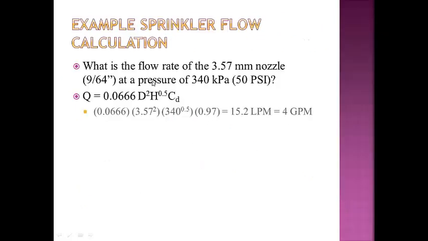So here's an example. What is the flow rate of a 3.57 millimeter nozzle? That's a 9/64 inch diameter nozzle. Those are very common. At a pressure of 50 psi, which is a normal pressure that they operate at, and that's the same as 340 kPa. So Q would equal 0.066 times 3.57, the diameter squared, times the pressure to the square root, times 0.97, which equals 15.2 liters per minute, or 4 gallons per minute.